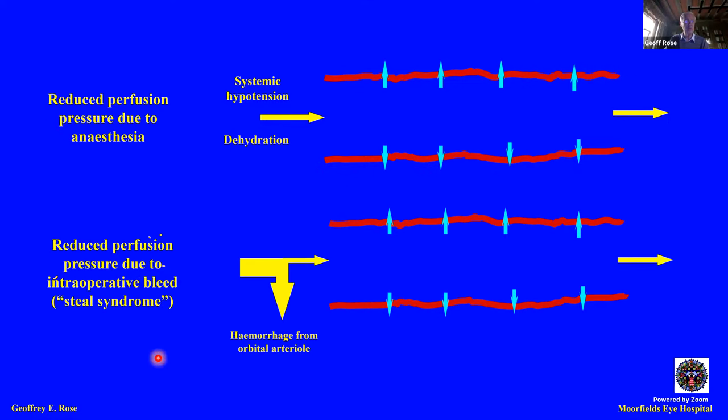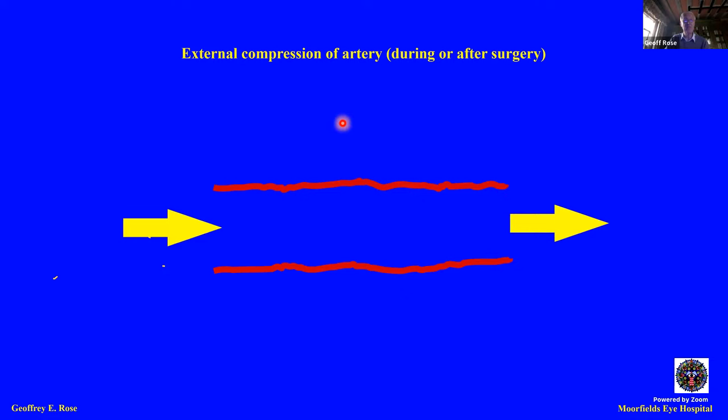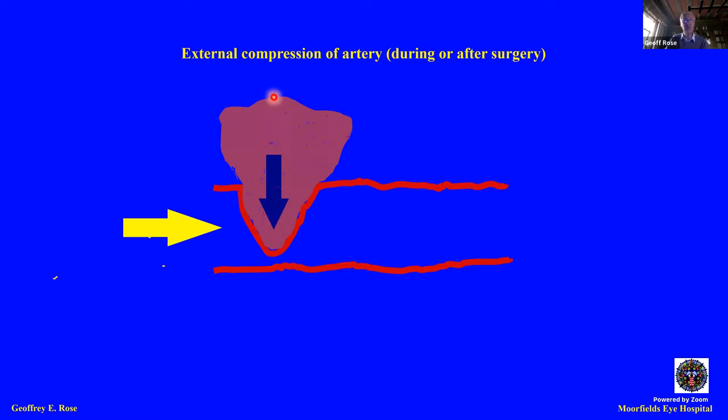Or is it due to reduced perfusion due to intraoperative bleed? In other words, you have a significant bleed, not from the ophthalmic artery, but from a branch of it or so, which takes off most of the supply until this hemorrhage is dealt with. So you get this drop in perfusion combined with the already low blood pressure and degree of dehydration, which causes ischemic damage. So it may be a steal syndrome due to loss elsewhere. A third cause is external compression of the artery during surgery, the pressure of retractors and so on, giving a reduced perfusion?